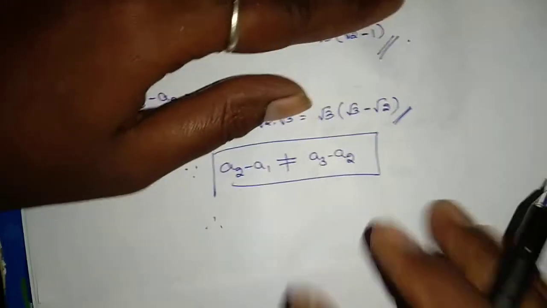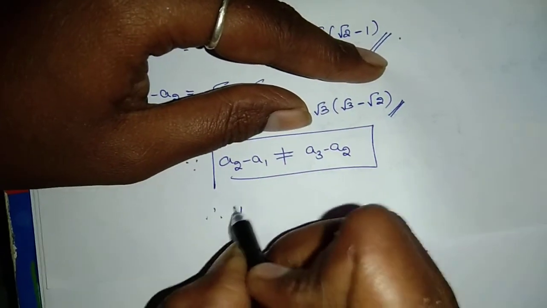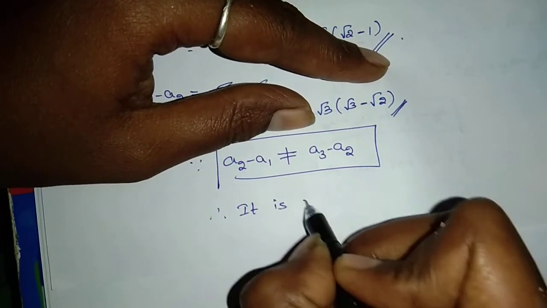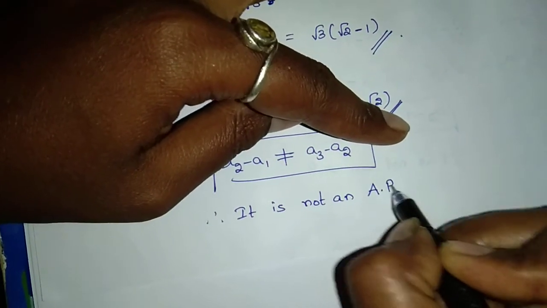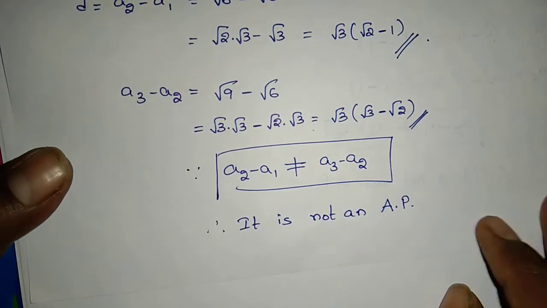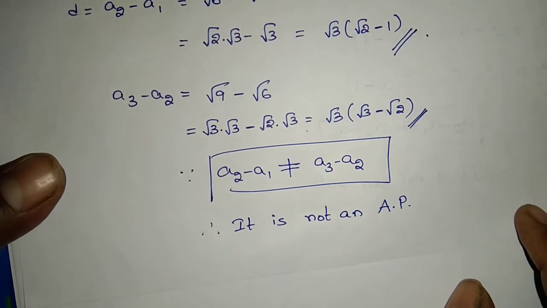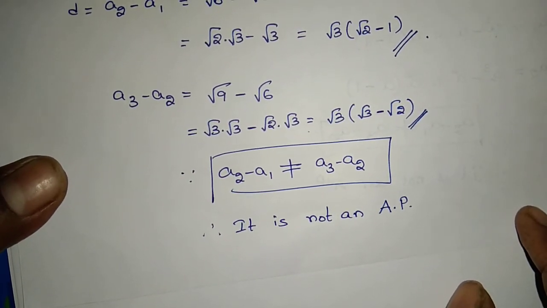Therefore, it is not an arithmetic progression. Did you understand? That's all. By this, exercise 6.1 is completed.